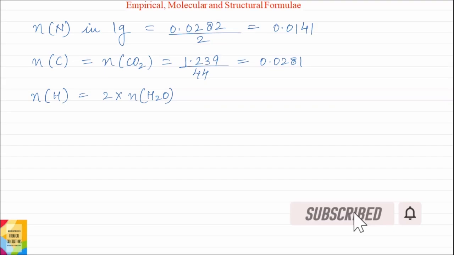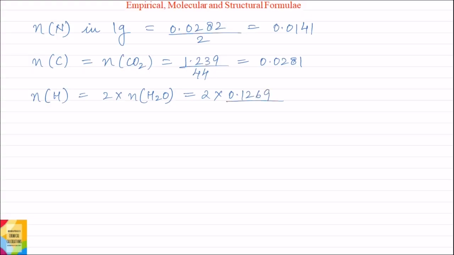2 moles of hydrogen, and this is equal to 2 into weight of H2O, which is given as 0.1269 gram, and we divide this by the molecular weight of H2O, which is 18. So this is equal to 0.0141 moles. So moles of hydrogen is 0.0141 moles.